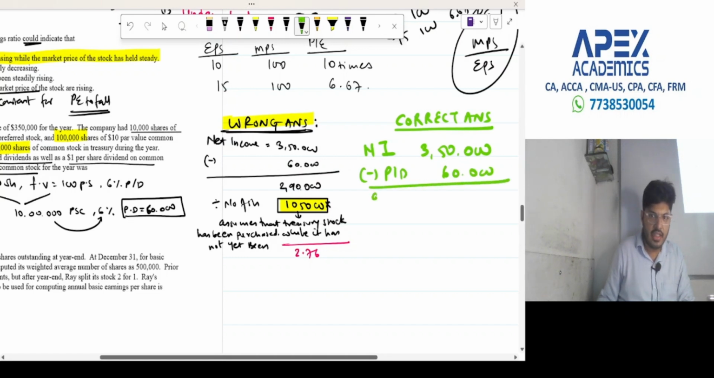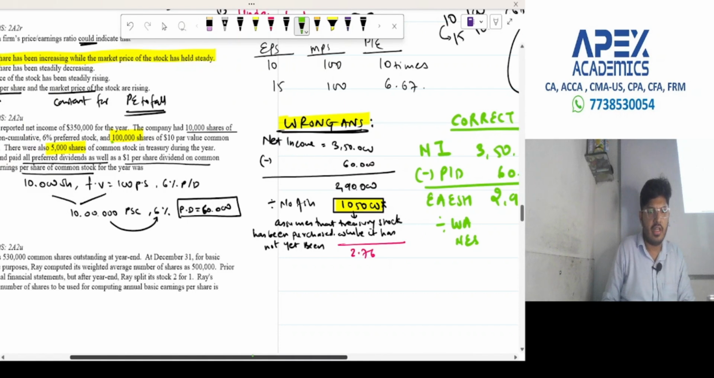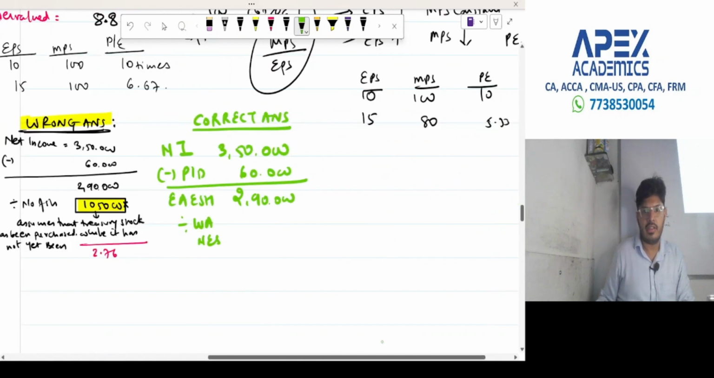I am left with EAESH of how much? Sir, 2,90,000. Sir, divide this by number of shares, the weighted average number of equity shares. Clearly I can see it is 1 lakh. That's it. I'm not interested in anything else because that treasury stock is a trap. I'm not going to fall for it.